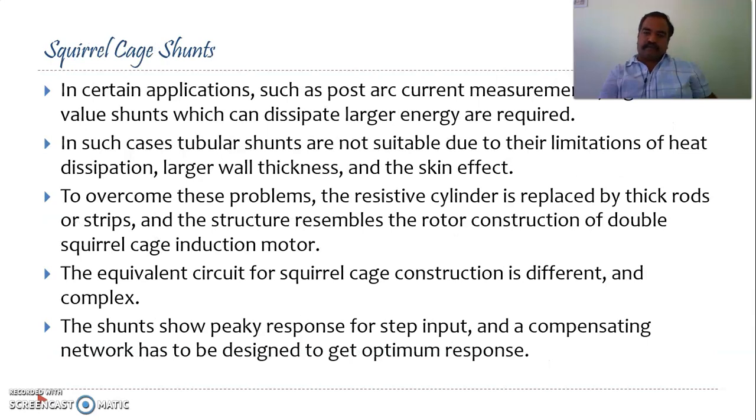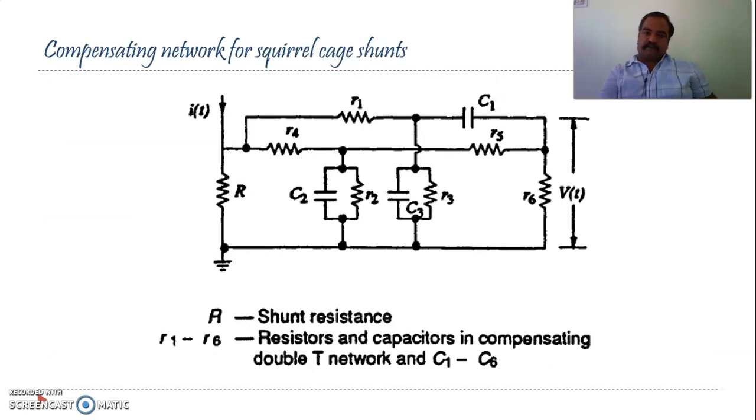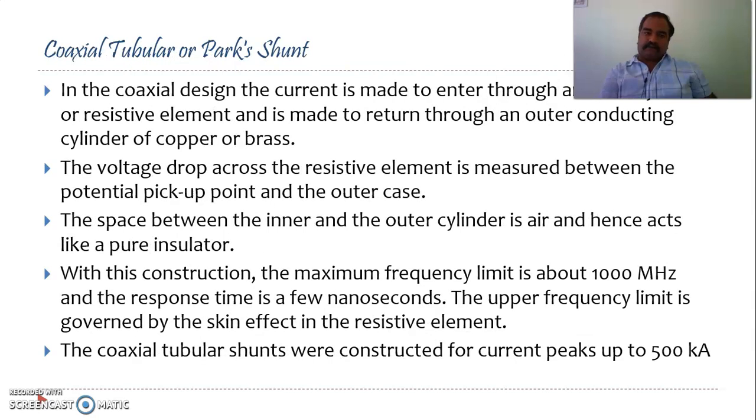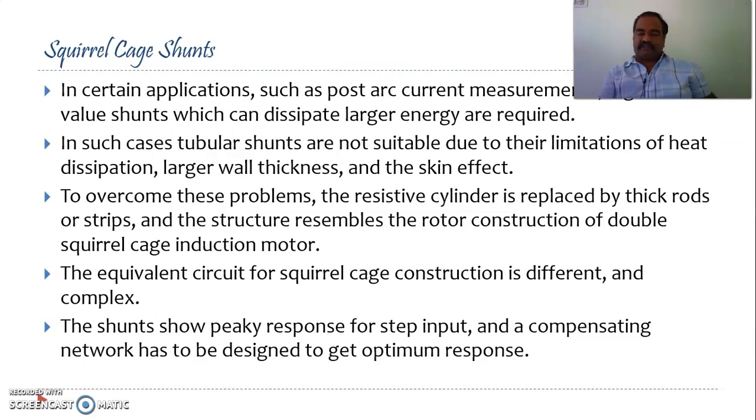Now, okay, the next one is your squirrel cage shunts. This is the third one, squirrel cage shunts, where the design will be just like your squirrel cage induction motor. See, particularly these are employed during post arc current measurements, or whenever the sparks have already come, we need to know what is the amount of current which has already flown. Then in that sort of applications, we will be employing the squirrel cage shunts.